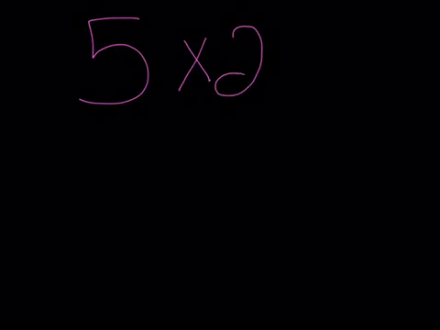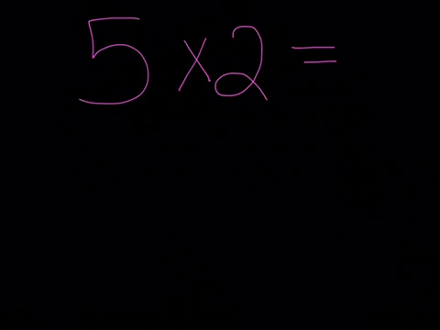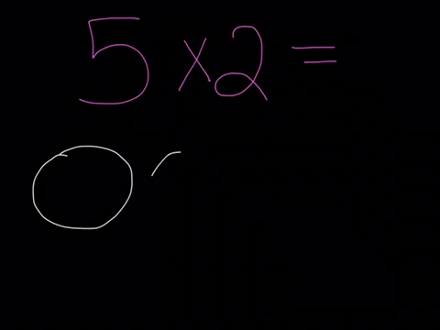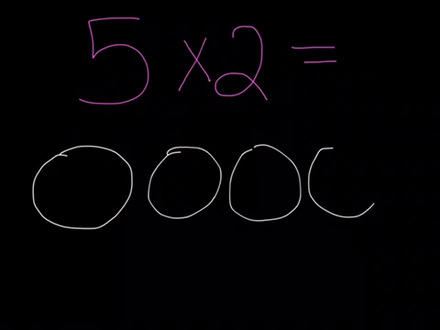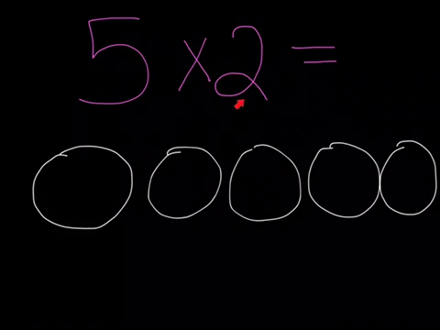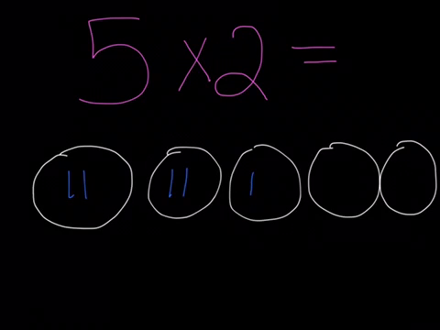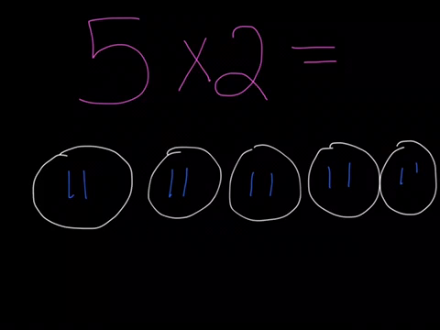Let's try another one. If I give you the equation 5 times 2, and we read that as 5 groups of 2, we're going to have 5 groups, 1, 2, 3, 4, 5. How many tallies am I going to put inside each group if it's 5 groups of 2? You're right, the answer is 2. So I'm going to put 2 tally marks inside each group.